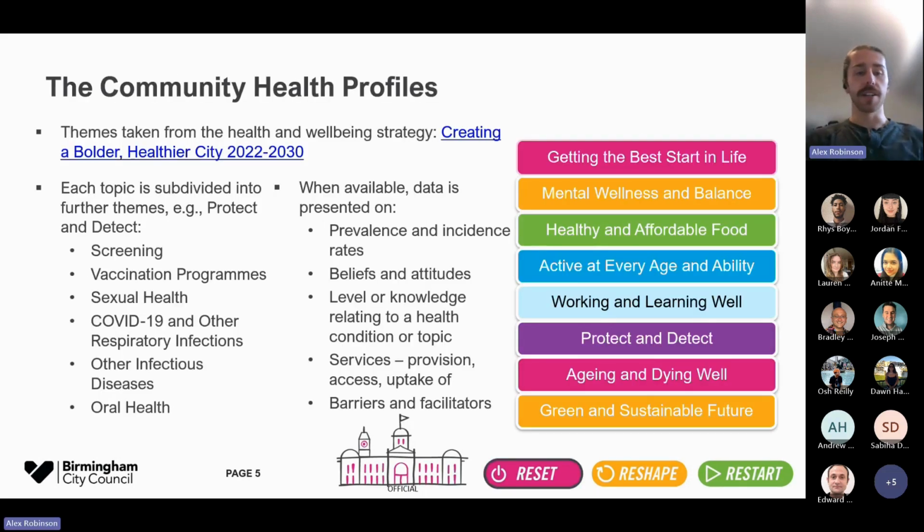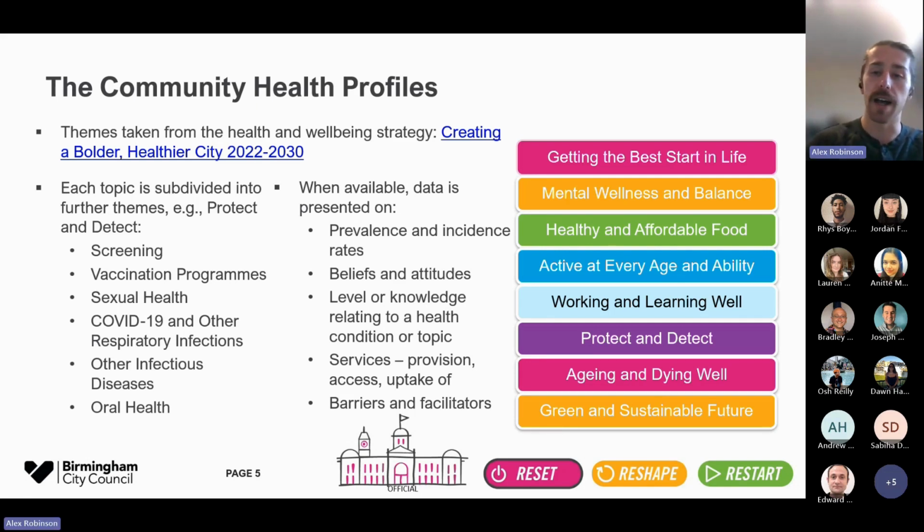Okay, cool. So to get started, what are the community health profiles? Well, they're desktop pieces of research which summarize the published evidence, the grey literature, and population survey data on different communities of identity in Birmingham. They provide a snapshot of the physical and mental health of the specific community, as well as the lifestyle, behavioural, and wider determinants of this.